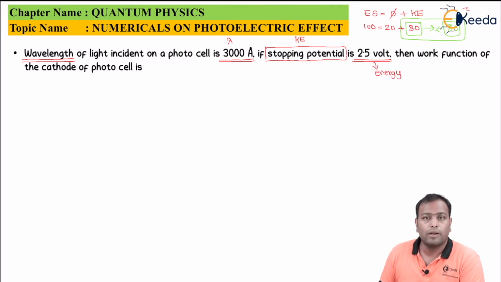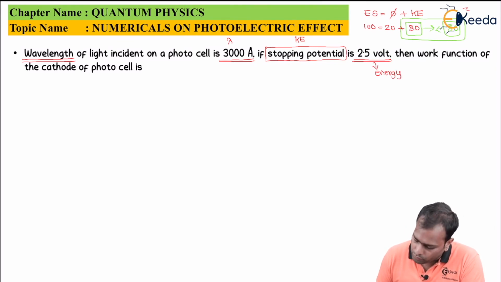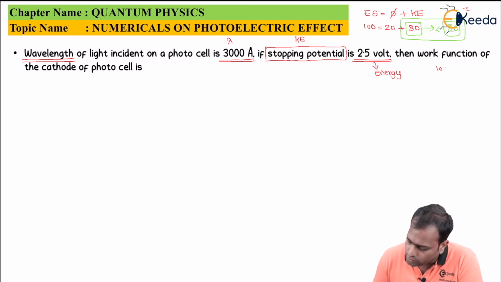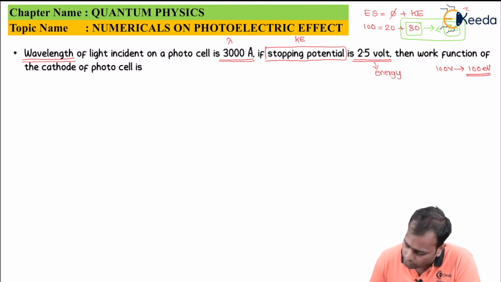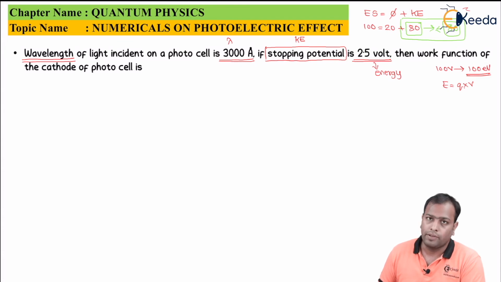Now, how to convert a volt into energy? Let's say for example you are given 100 volts. Now this 100 volt would be equal to 100 electron volt for a given electron. So this is the formula that you need to know. Your energy is nothing but Q into V, where Q is the charge and V is the potential. This is the formula that you have already done in your high school classes.